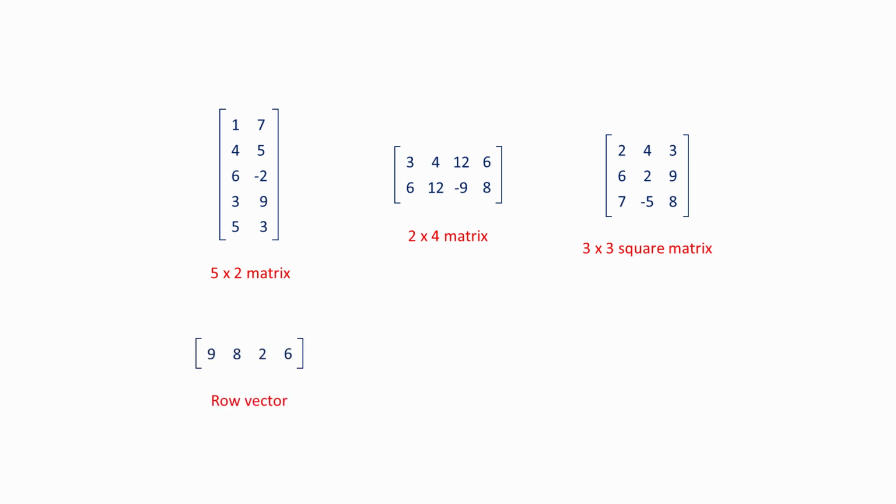A vector can be thought of as a matrix. This row vector is a 1 by 4 matrix. And this column vector is a 3 by 1 matrix. A single value, that is, a scalar, can also be thought of as a matrix. This is a 1 by 1 matrix.